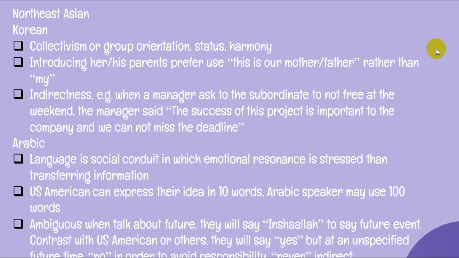And the last one, the Arabic speaker is ambiguous. When they talk about the future, they will say inshallah to refer to a future event. In contrast with US Americans or others, they will say yes but at an unspecified future time, and no in order to avoid responsibility, and never indirect. That's all for the language styles of some of the countries in the world.